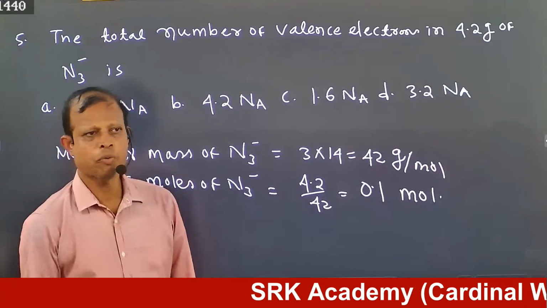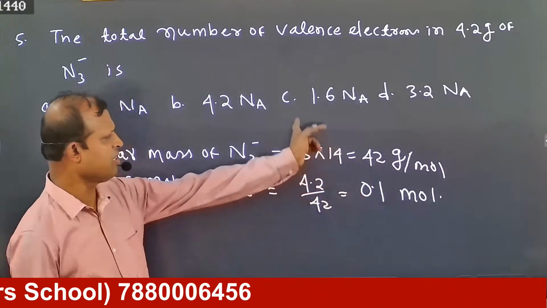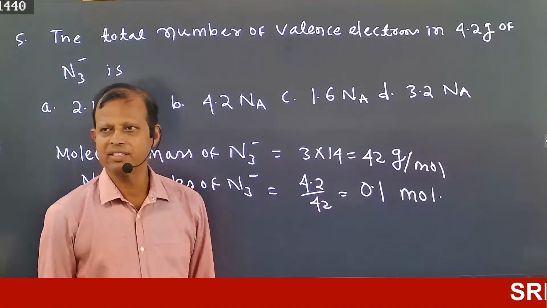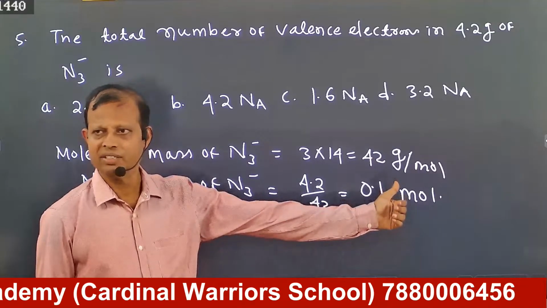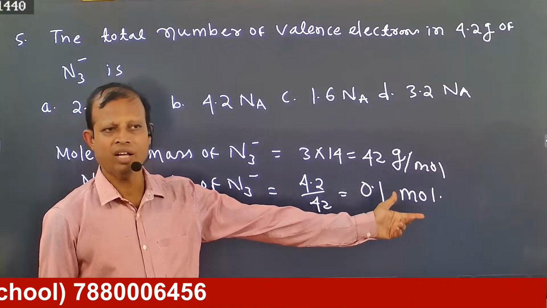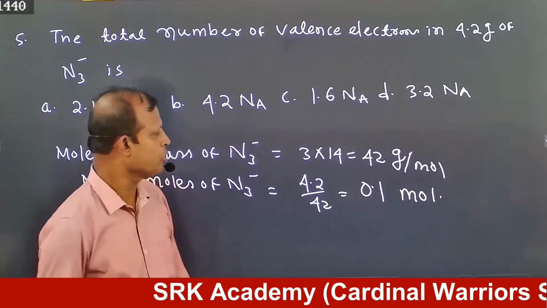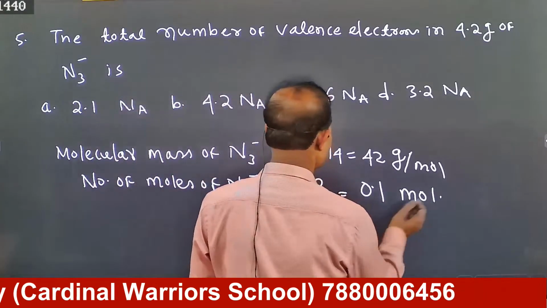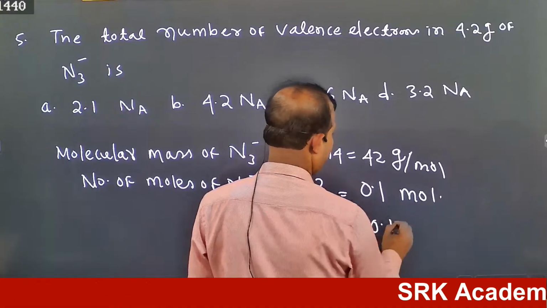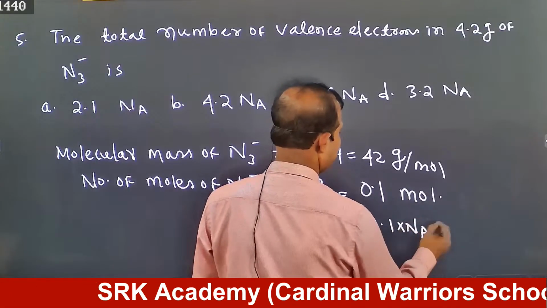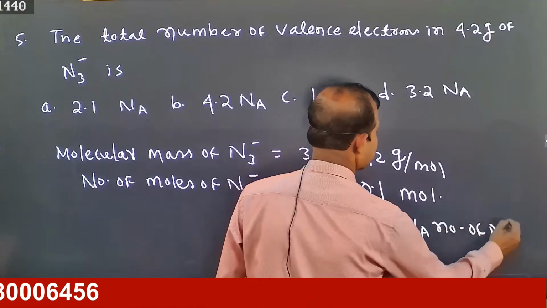So 0.1 mole has how many number of ions, because it is in the ionic form? So 1 mole has Na number of ions. So 0.1 mole has 0.1 Na. We can write also 0.1 into Na number of N3 minus ions.